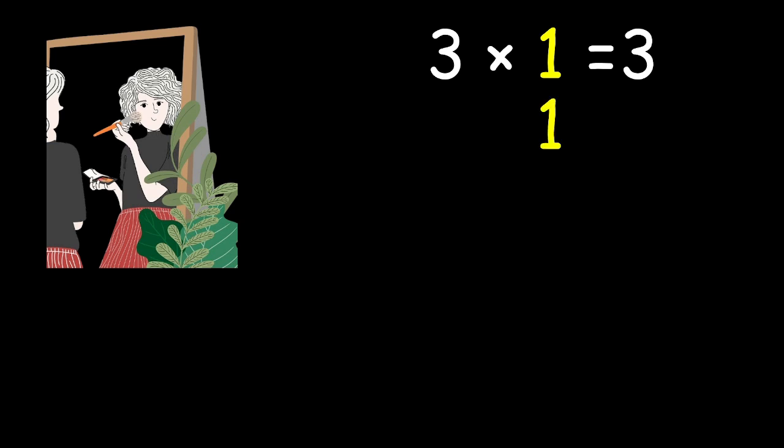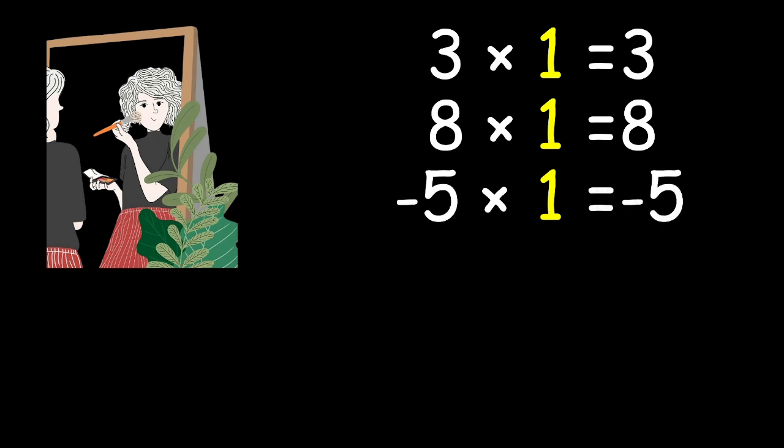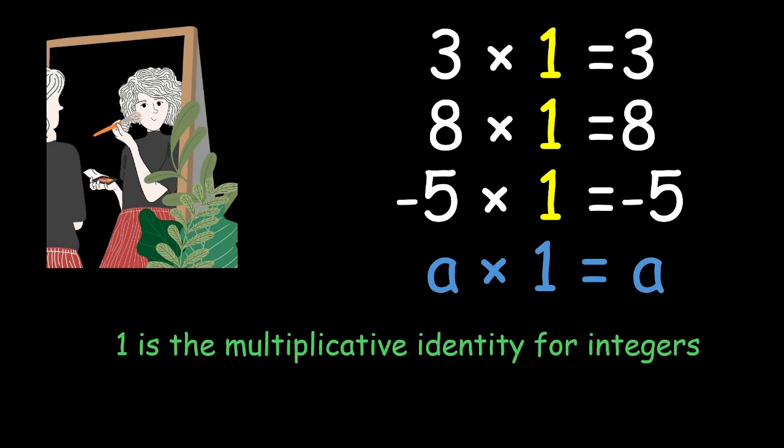3 into 1 is 3. 8 into 1 is 8. Minus 5 into 1 is minus 5. So here, we can just write it as a into 1 is a, where a is any integer, positive or negative. Minus 3, minus 5, 2, 1, 4, 10, anything. And this 1 is the multiplicative identity for integers.